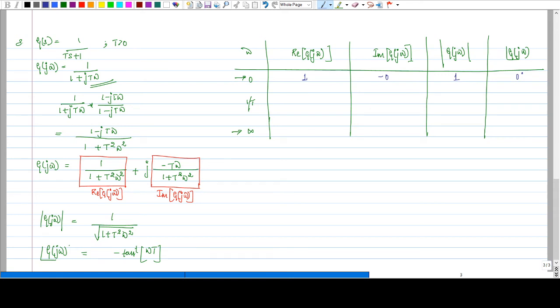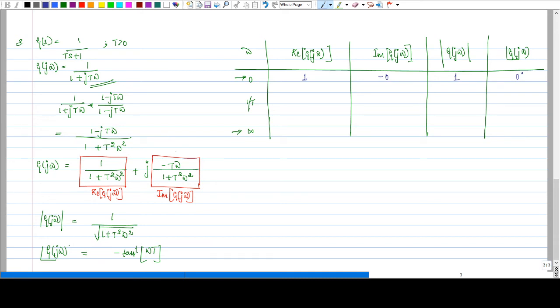Tan inverse 0 is 0 degree. Okay, so this is the first case. Second case is omega equal to 1 by t. So put 1 by t here, so this is 1 by 2. When you put 1 by t here, this becomes 1.